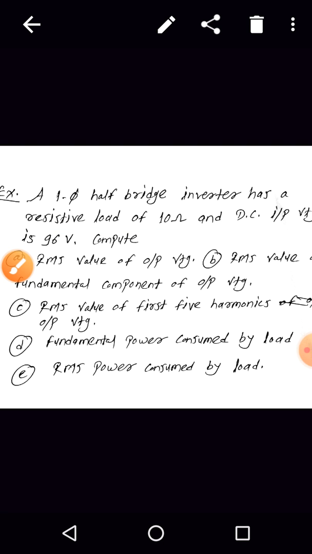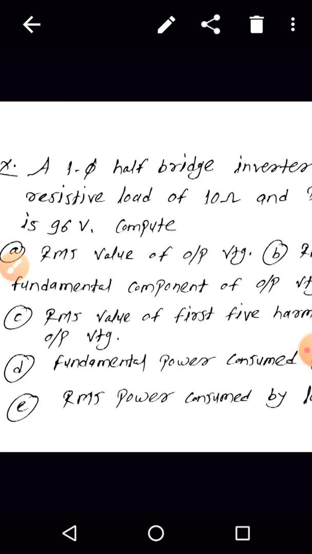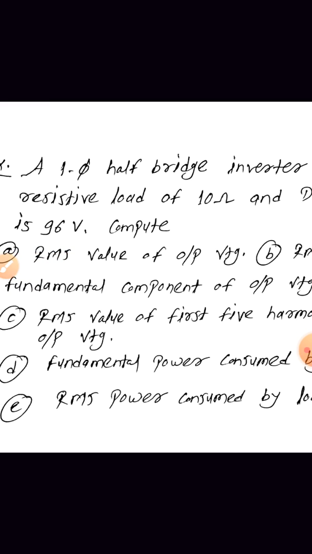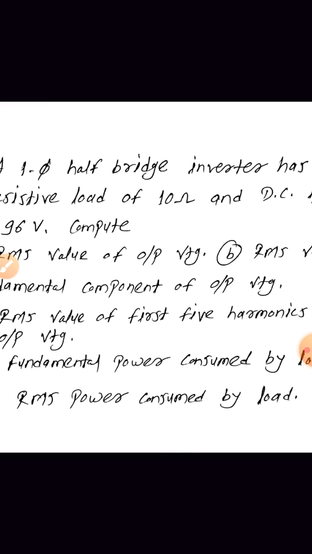Now our task is to find the RMS value of output voltage, that is V0 RMS. Second bit, the RMS value of the fundamental component of output voltage, that is V01 RMS.